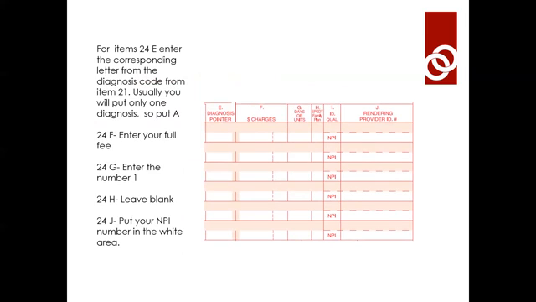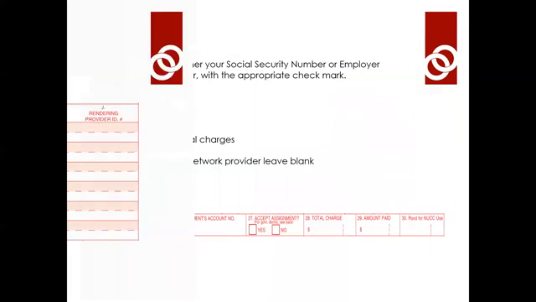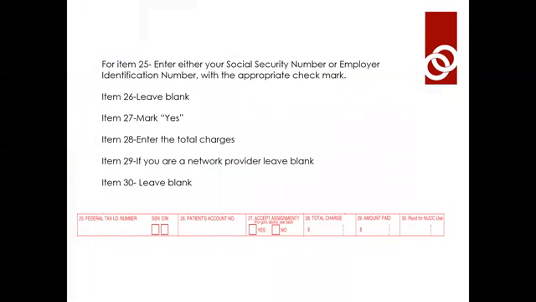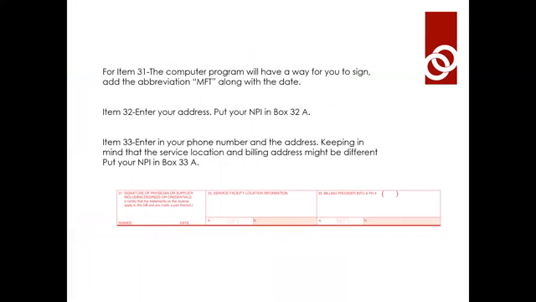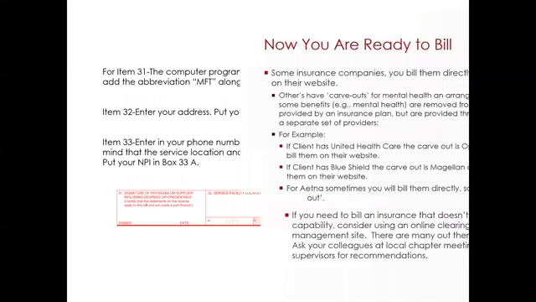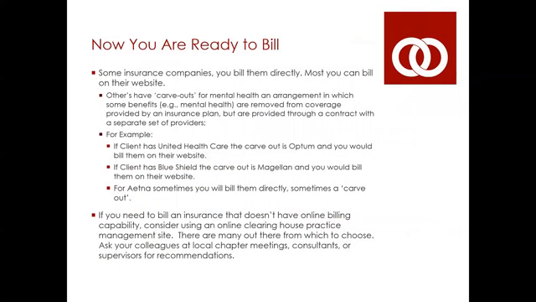Here, item 24E through J. Here, item 25 through 30. Here are the last 3 items. Please refer to this slideshow for information when filling out the form. Now, you're ready to bill.